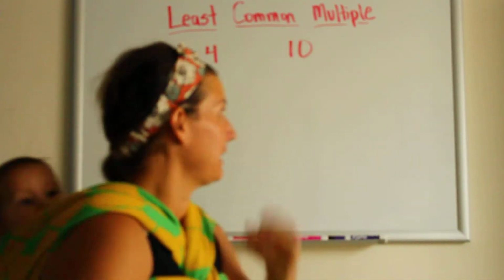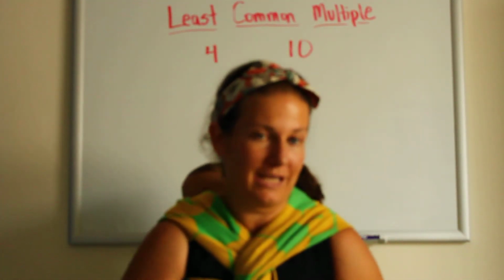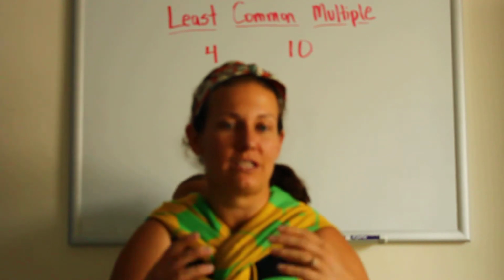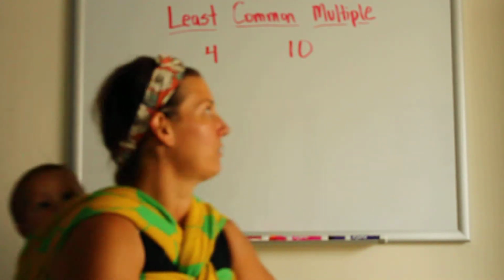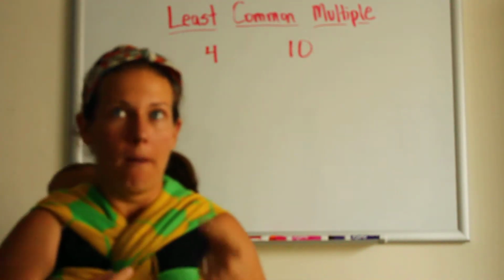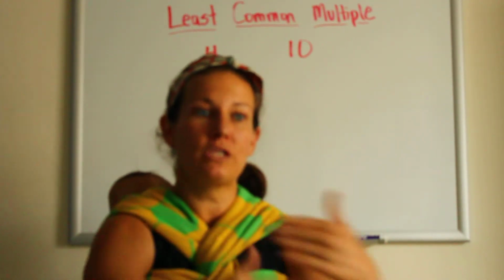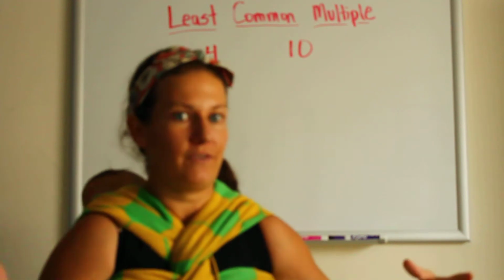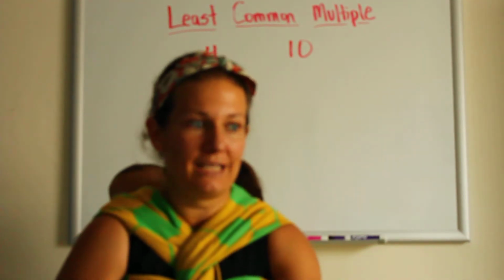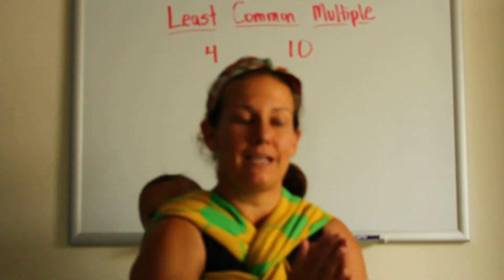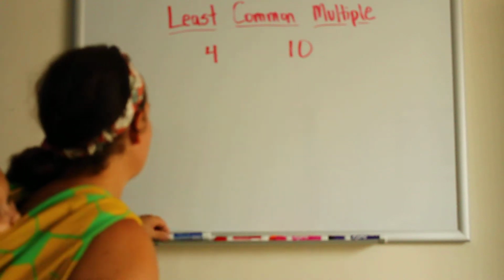When I look at least common multiple, the first word I key into is least. So I'm looking for the smallest number. And then the other word I look at is multiple. Multiple means I'm going to multiply the numbers. So as I'm multiplying these numbers, I'm going to figure out what's that multiple, that answer, that's the smallest, that's in common. Alright, so let's start.